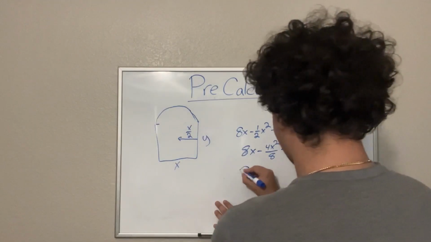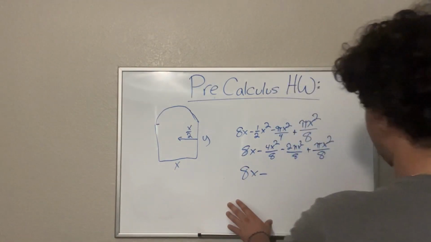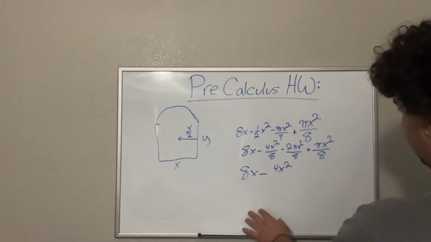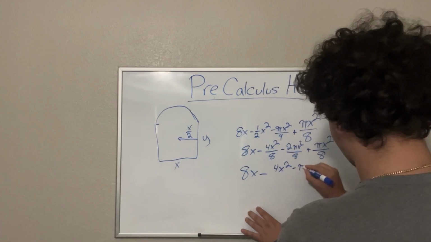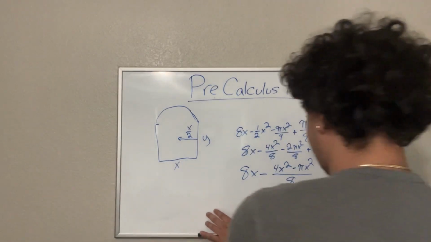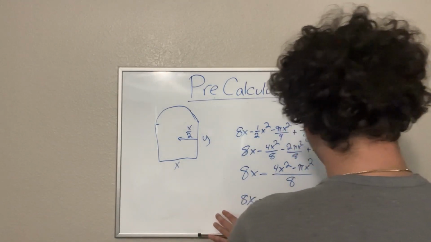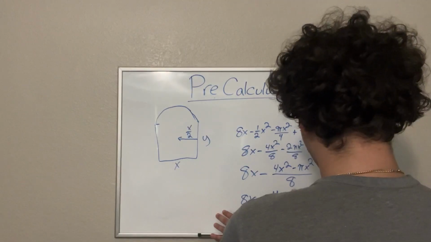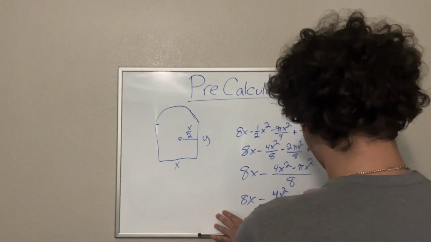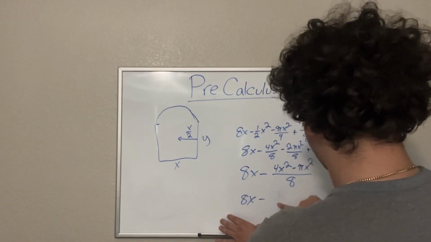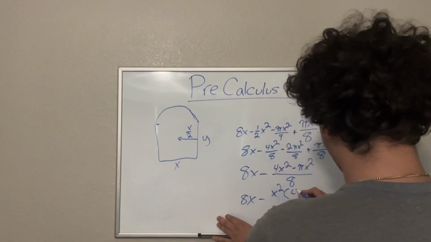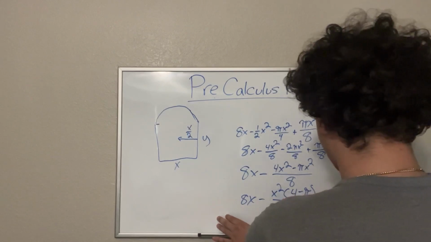Okay, so that all ends up equaling 8x minus, well, these can actually combine, so I'm going to get minus 4x squared minus pi x squared all over 8. Okay, and then I get 8x minus 4. Oh, I can even take out x squared here. I can take out x squared, and I'm left with 4 minus pi all over 8.